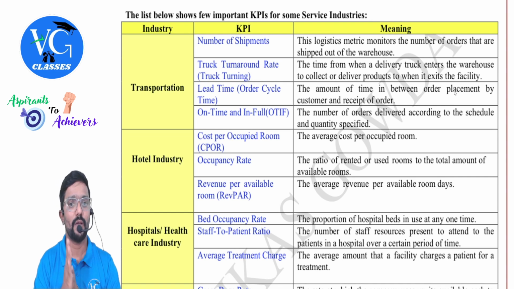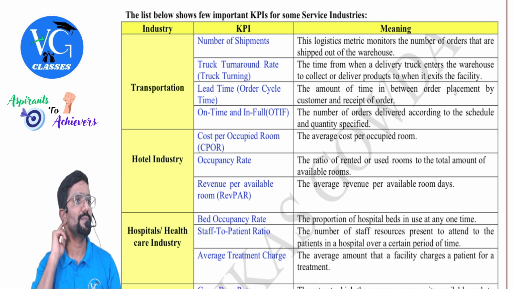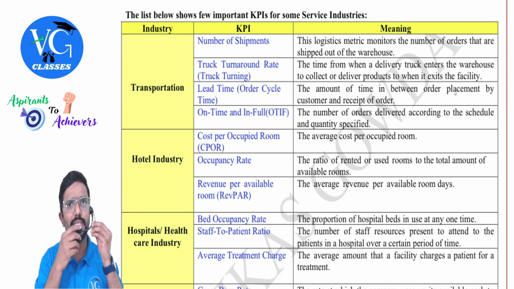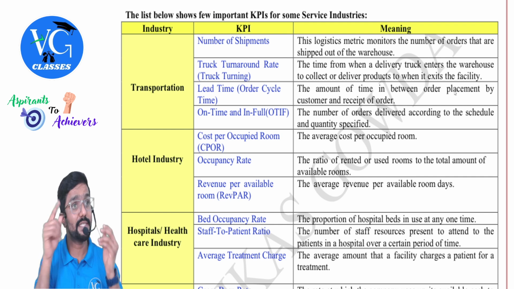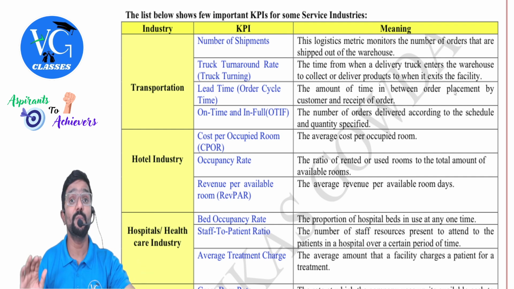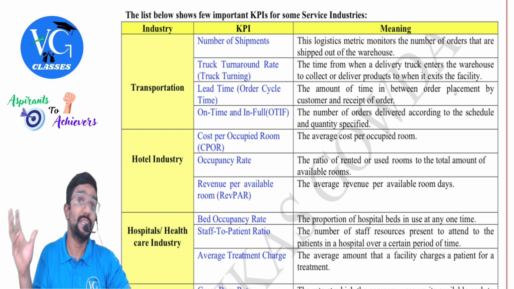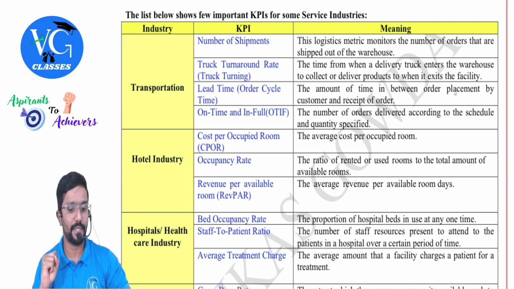Next, on time and in full. The number of orders delivered according to the schedule and quantity specified. Even in food delivery, this happens. Correct? So, assume they have promised 20 minutes delivery or 10 minutes delivery. They will also cross check from their side. How many deliveries did we deliver on time as promised? How much we couldn't deliver? Okay, and they will try to work on how much they couldn't deliver.